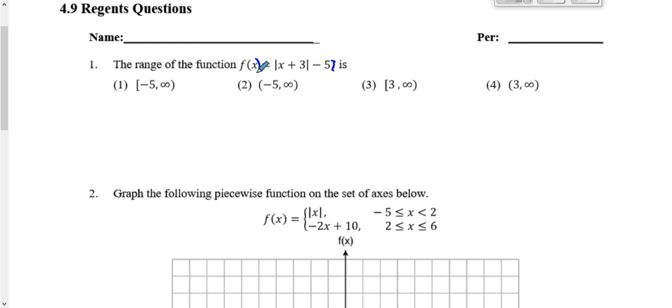So they want the range. The range is all what values? The range will be all the y values, the output, the graph itself, right? So what do you think? f of x equals the absolute value of x plus 3, then minus 5 after you do that.